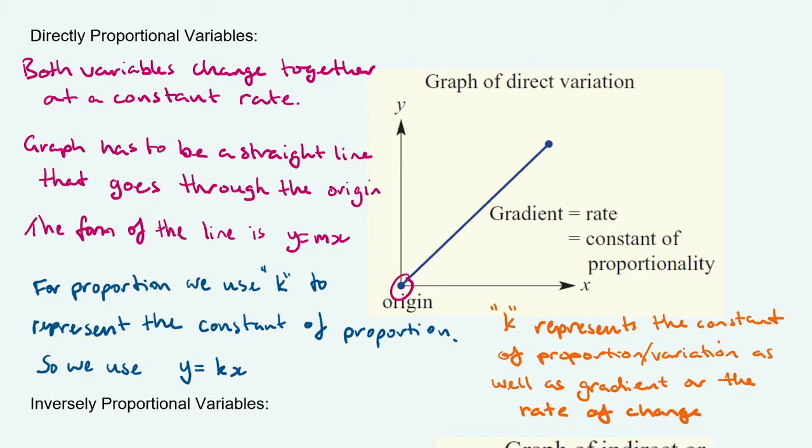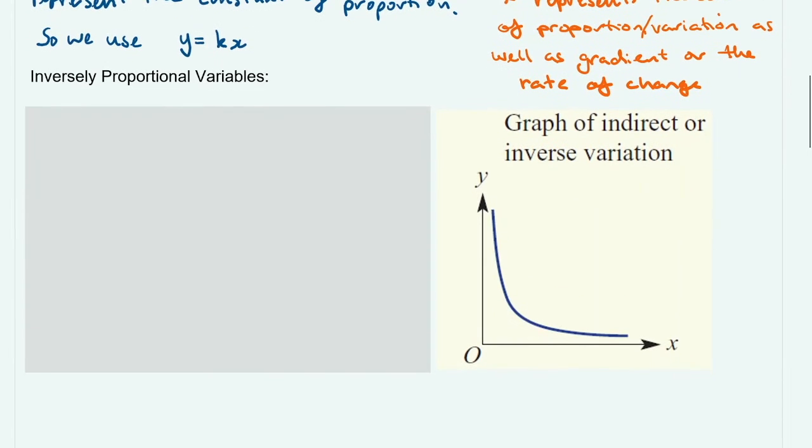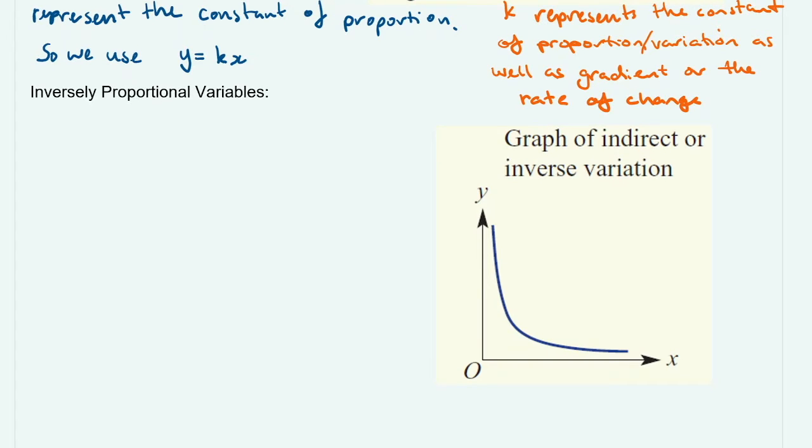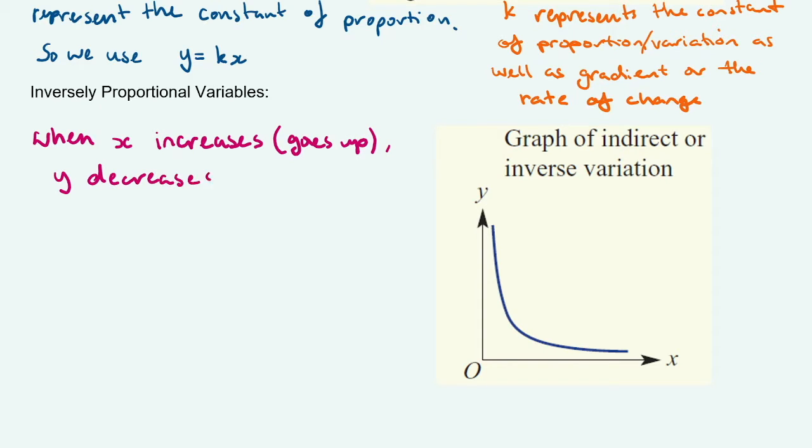Now if we want to look at inversely proportional variables, inverse proportionality, so here we have inverse. So this is where it's going the other way. So for this one, instead of when one goes up, the other goes up, this time when x goes up, y goes down because it's inverse. So it's the opposite. Okay, so this one is when x increases or goes up, y decreases or goes down.